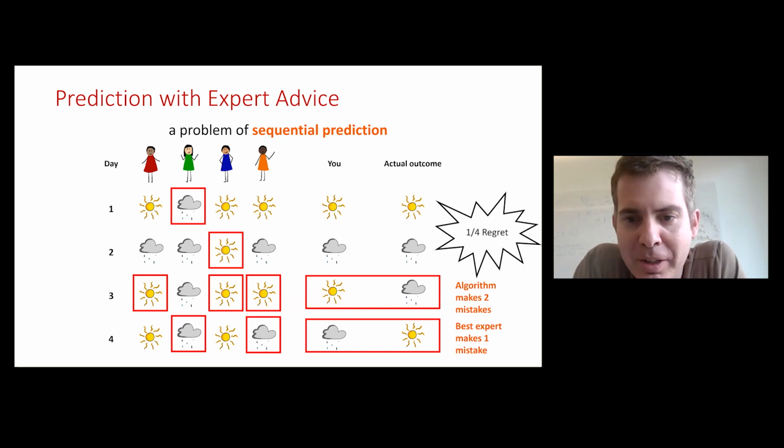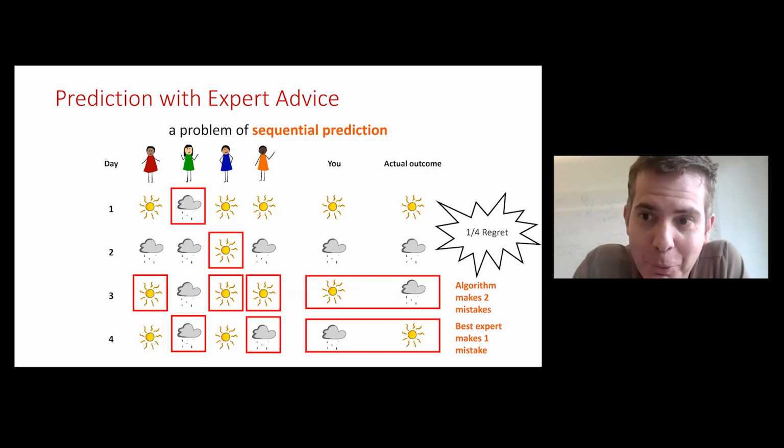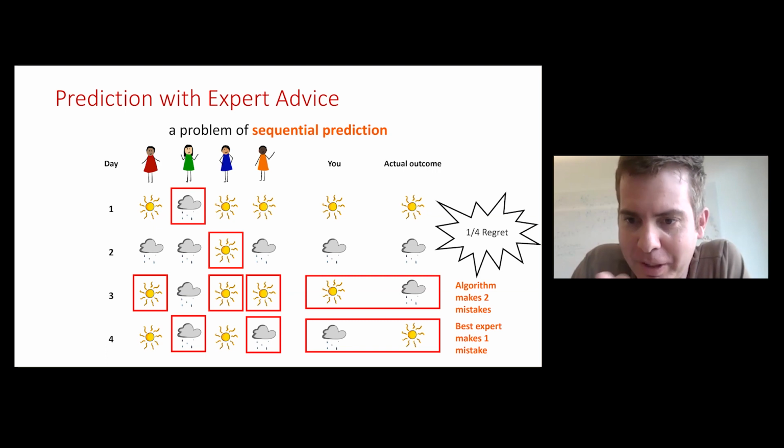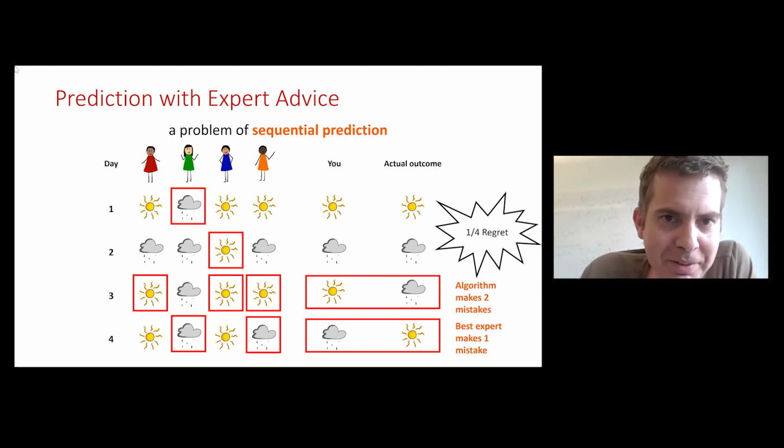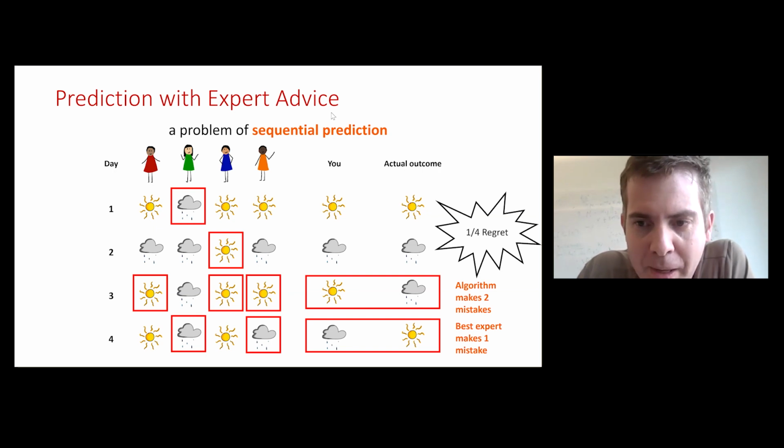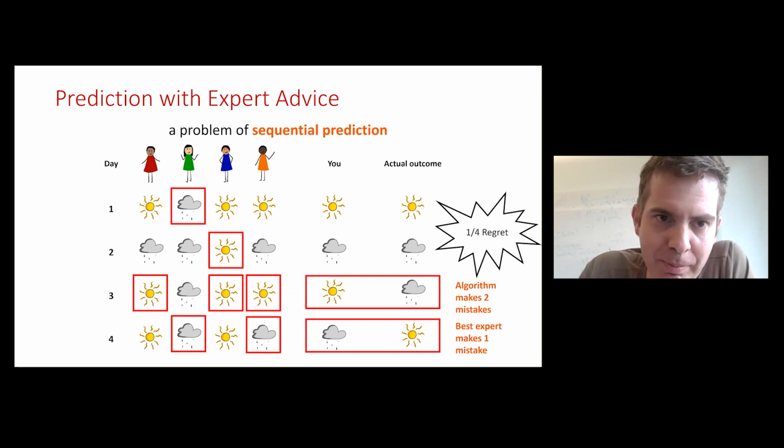Okay, so you're wrong 2 days. The best expert is this first column. The best expert is wrong 1 day. So you make 1 additional mistake on top of the best expert. So the regret is 2 minus 1 divided by the number 4 of days. Okay, so you get 1/4 regret in this example. And by the way, please, stop me at any time. I'm happy to ask questions, or I'm also happy to monitor the chat box. Okay, so this is the standard notion of the experts problem and regret.